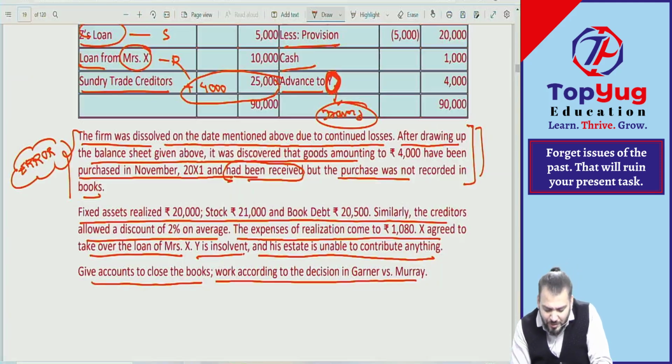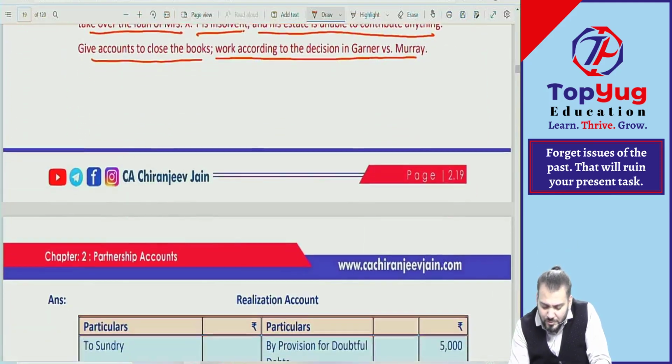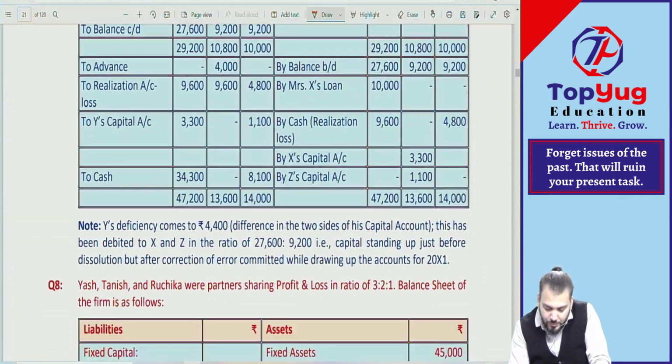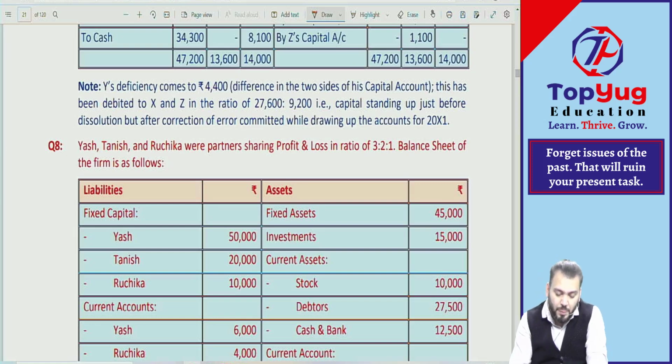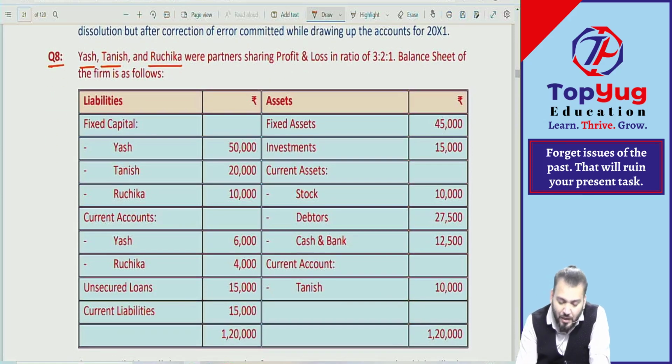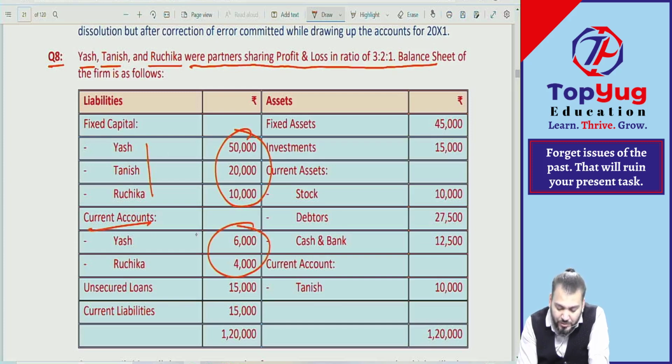Good question, I will say. Let us read. Question number 8. Tanish and Ruchika, YTR, are partners sharing profit and loss in the ratio 3:2:1. The balance sheet is given. Fixed capital has been given, current account, unsecured loan as a current liability, fixed asset, investment, current asset.